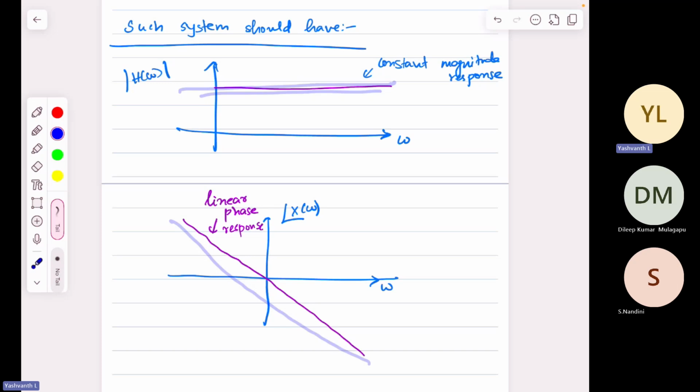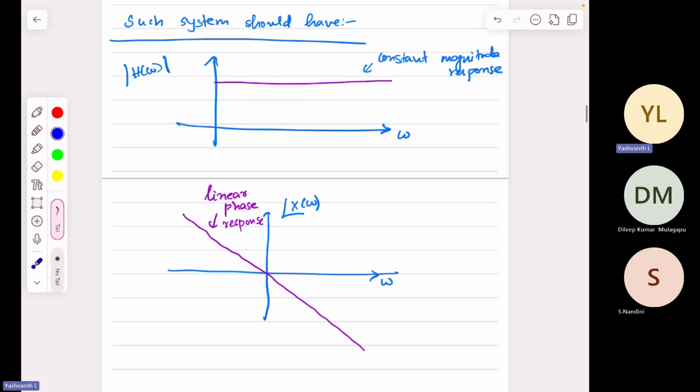Okay, for now these are like facts, but as you keep going on throughout the semesters, you will appreciate them.